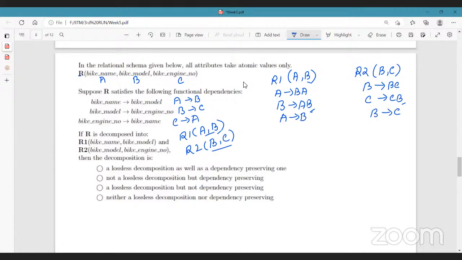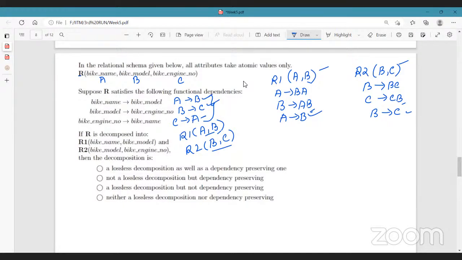Now we need to check whether the functional dependencies that we get in the decomposed relations, when we perform a union of them, give us the functional dependencies of the original set or not. Here, if you can see, A determines B, we got it here. B determines C, we got it here. C determines A is not being satisfied out here.